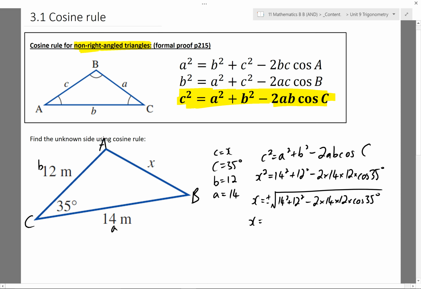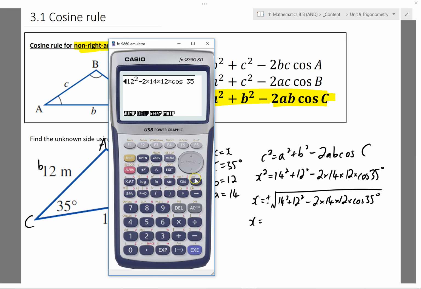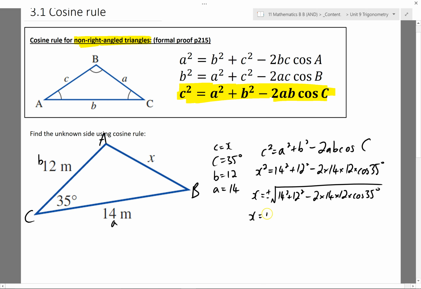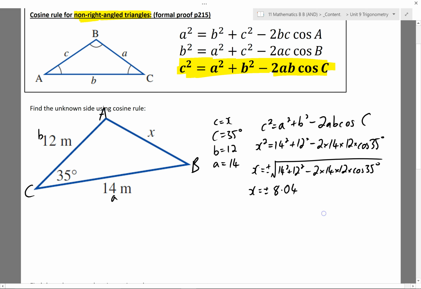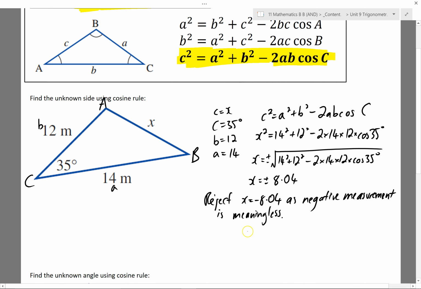I'll put this in the calculator in one big go. Remember, I won't put this plus or minus in front when I put it in my calculator. So put it on my calculator, I'll get 8.04. So remember, this is really plus or minus 8.04. And I'm going to reject the negative one, as a negative measurement doesn't make sense. Which means my solution will be x equals 8.04 meters. So that's finding the side.